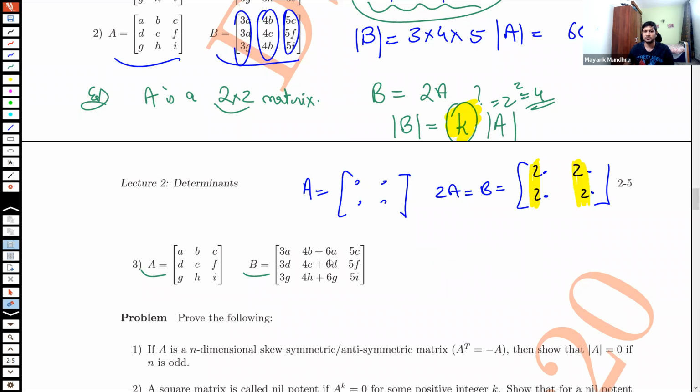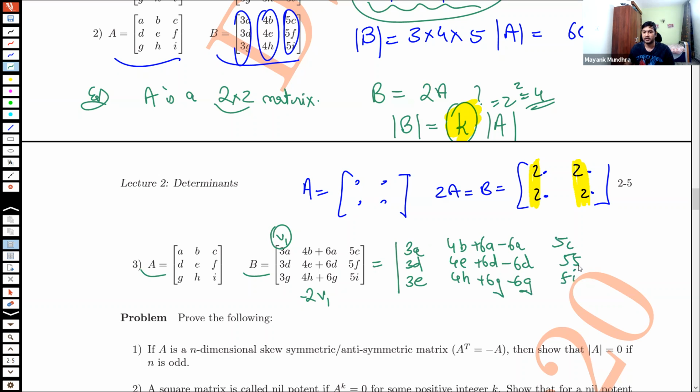So first of all, what I do is this determinant is going to be equal to the determinant of, let's say, I subtract 2 times column 1. If this is my vector 1, I subtract 2 times column 1. So this becomes 3A, 3D, 3G, 4B plus 6A minus 6A, 4E plus 6D minus 6D, 4H plus 6G minus 6G, 5C, 5F, 5I. The whole thing is that you should try to convert it into the matrix A using the column operation.